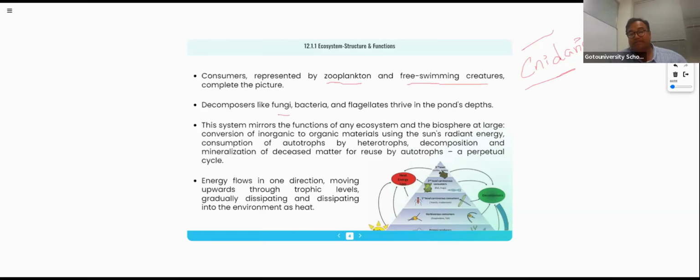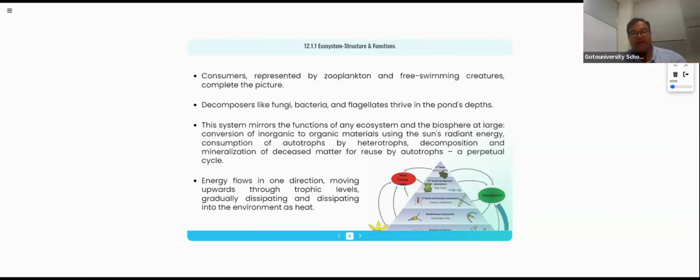Decomposers like fungus, bacteria, and flagella thrive in the pond water. So what will the decomposers be doing while eating the dead animals? In the lower grade, while studying the various types of ecosystem, we studied the denitrifying bacteria. But we can't say denitrifying bacteria alone. Many examples we can say.